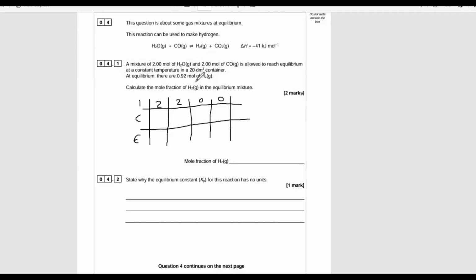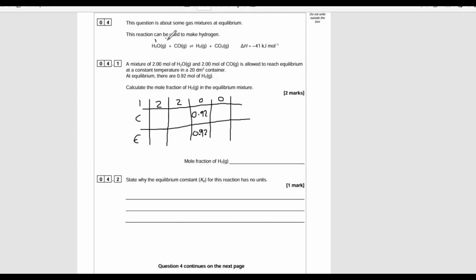At equilibrium, there are 0.92 moles of hydrogen. So we know that at equilibrium, there are 0.92 moles of hydrogen. And so what we're going to say is, how much did it change by? Well, if it went from 0 to 0.92, it changed by 0.92. Pretty obvious, right? Now, all we're going to do is look for coefficients.